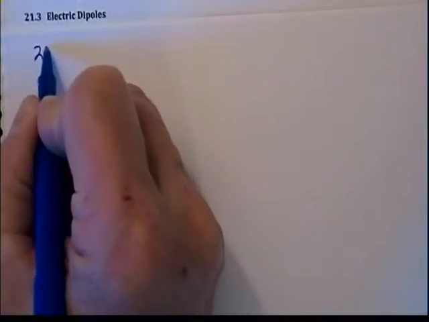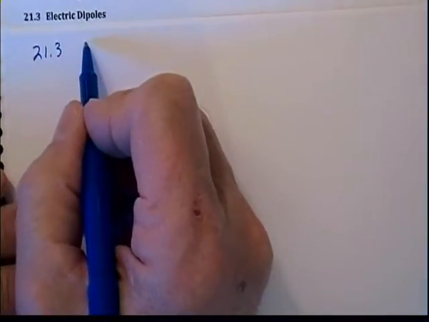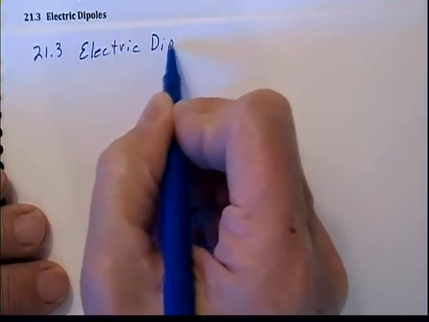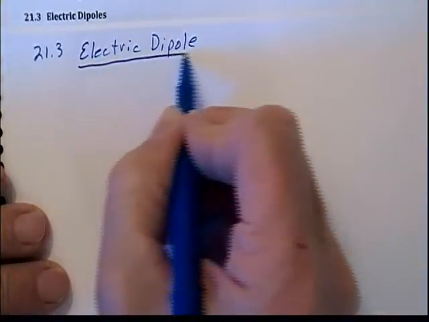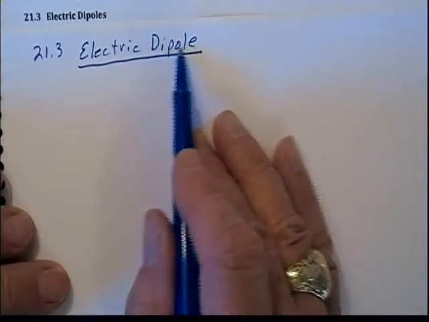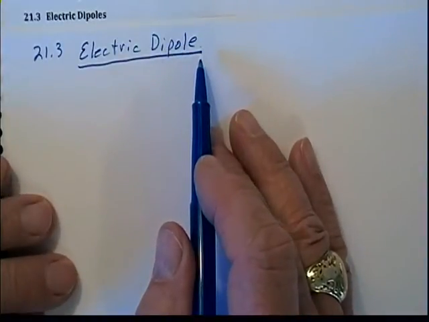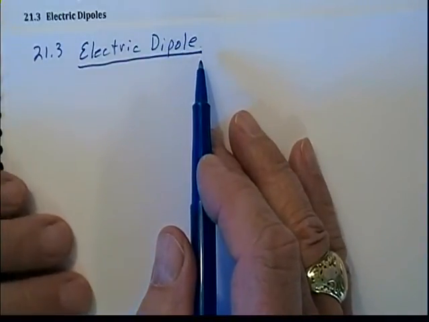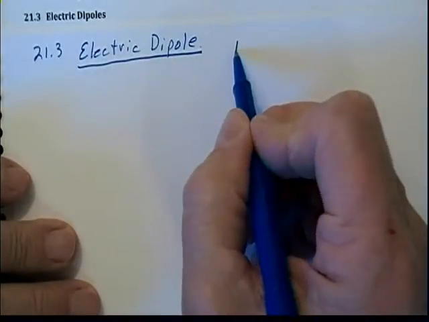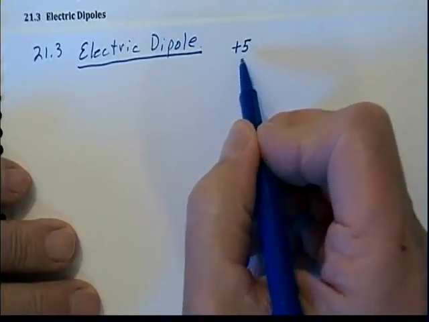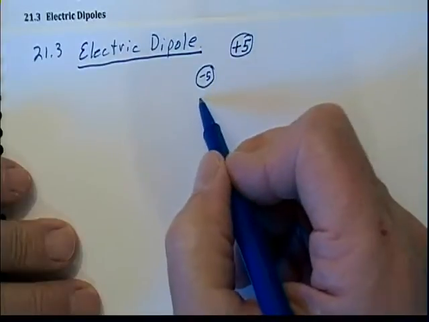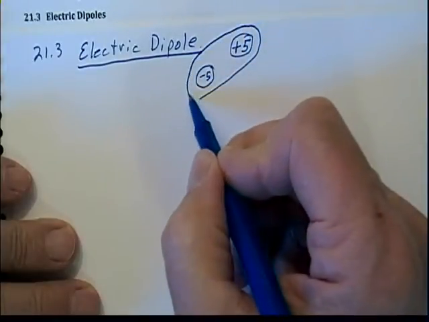Module 21.3 concerns what is called an electric dipole. Dipoles are incredibly important, and as their name implies, di meaning two, poles. These are two paired but equal charges but opposite in sign. So if we had a plus 5 coulombs here and a minus 5 coulombs here, this would constitute what is called a dipole.